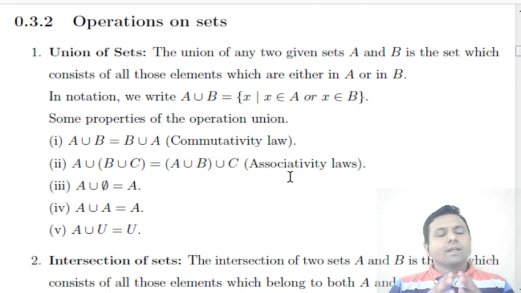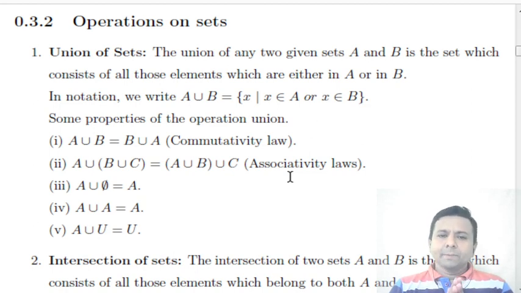Now, the union of sets. The union of two sets A and B is a set which consists of all those elements which belong to either A or B or both. In notation we write A union B equals the set of x such that x belongs to A or x belongs to B. We have some properties which we already studied in school set theory.